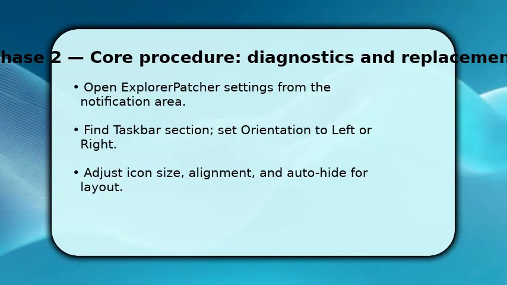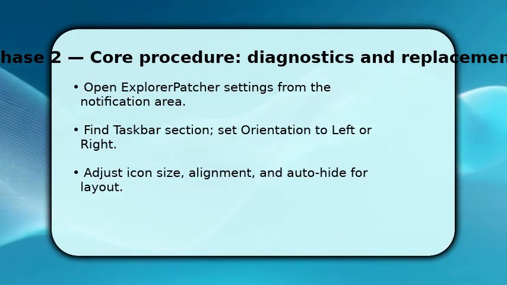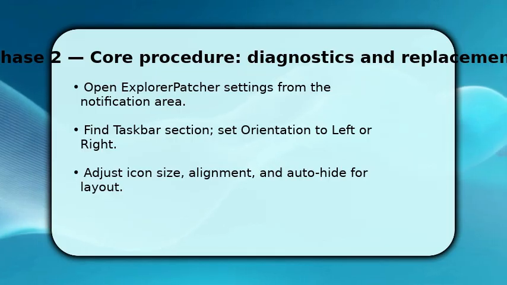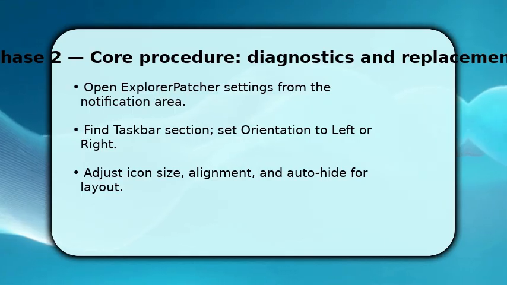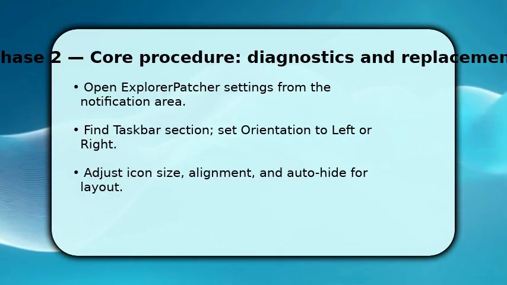Once installed, open Explorer Patcher's settings from the tray. You'll see a taskbar section immediately. Then, change orientation to left to make the taskbar vertical on the left side. Choose right if you prefer the other side. Make sure to tweak icon size, spacing, and auto-hide so the vertical layout fits your workflow.